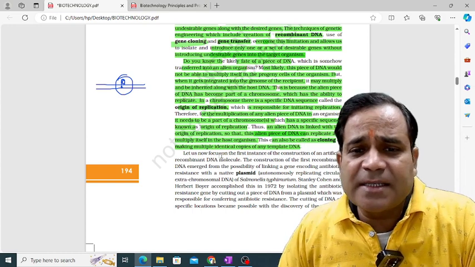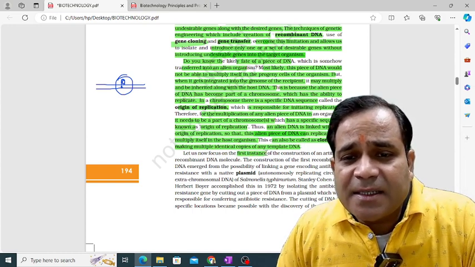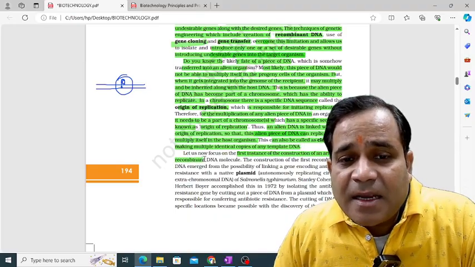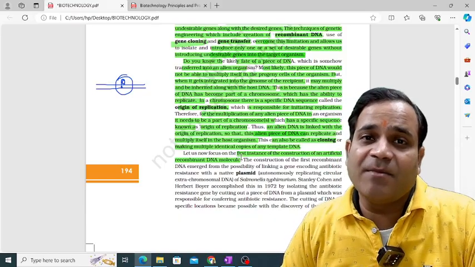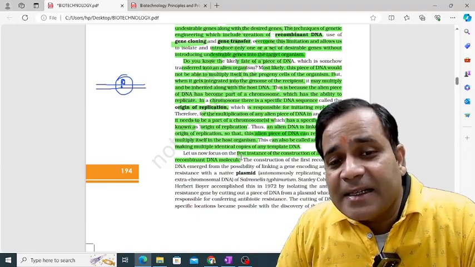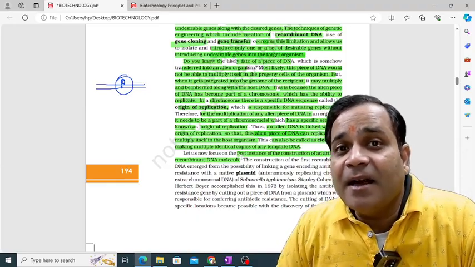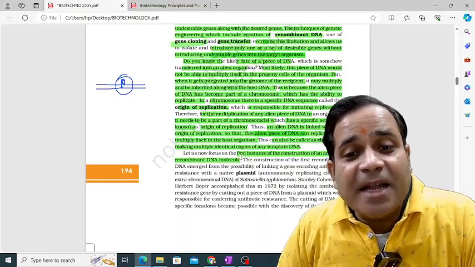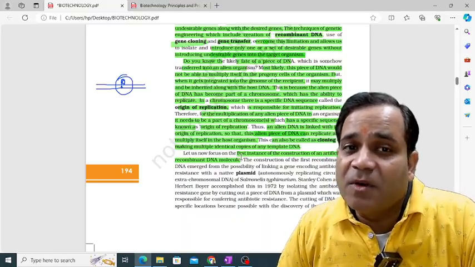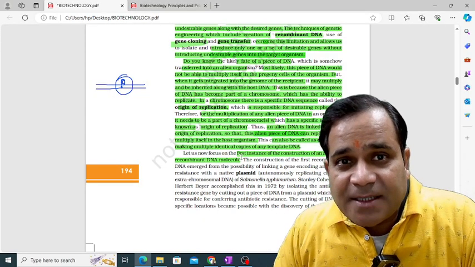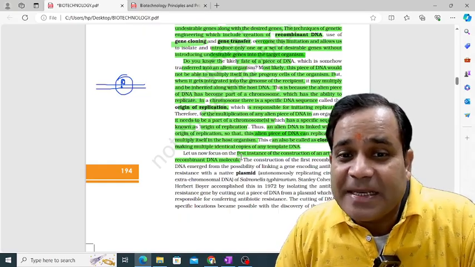Let us now focus on the first instance of the construction of an artificial recombinant DNA molecule. So I'm saying that this recombinant DNA molecule is responsible for making copies, my dear.